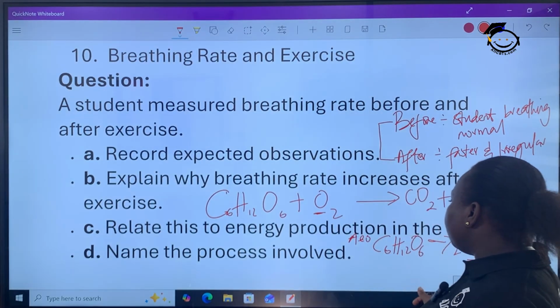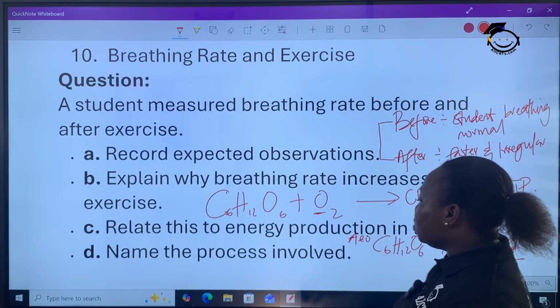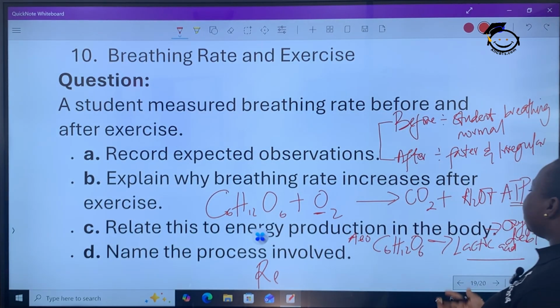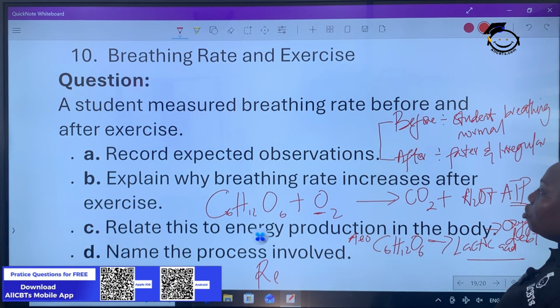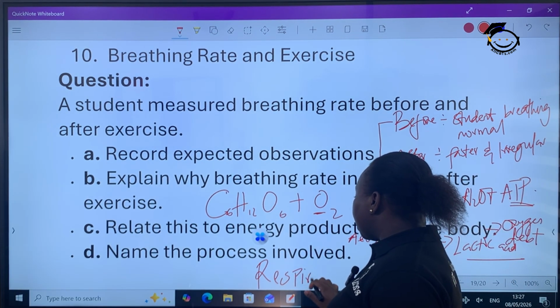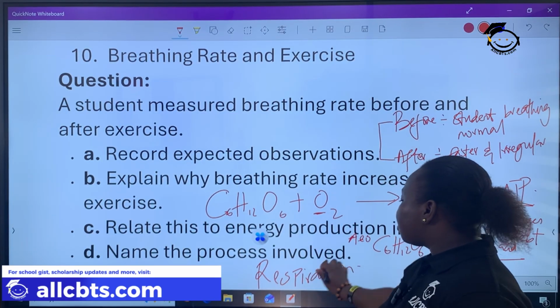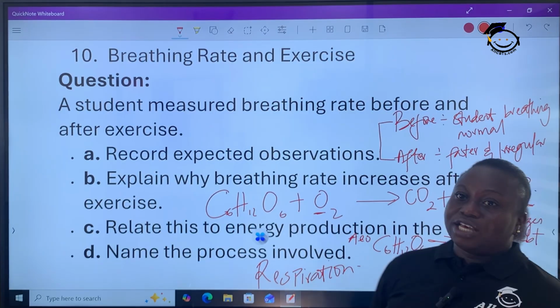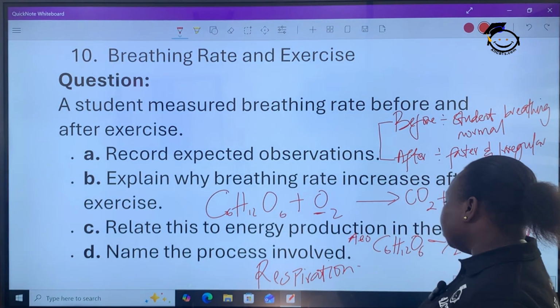Name the process involved. Now, the process involved is respiration, because we have seen aerobic respiration, we have seen anaerobic respiration. The process of all this is just respiration, and you can further write the equation for the person that is marking to know that you know what you are saying.